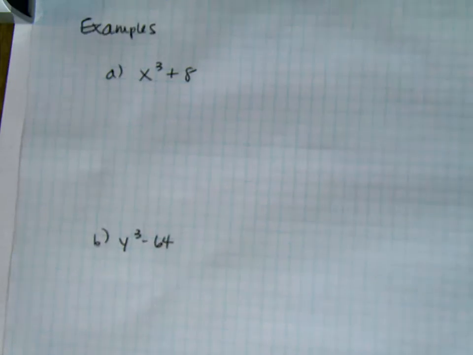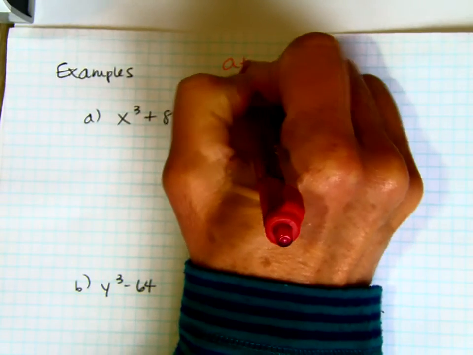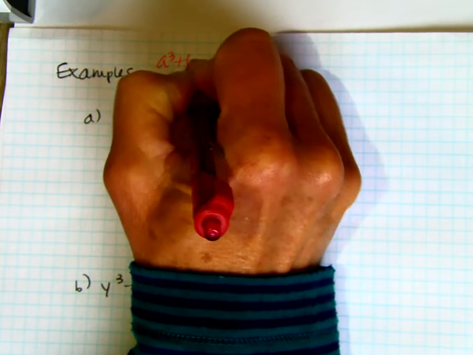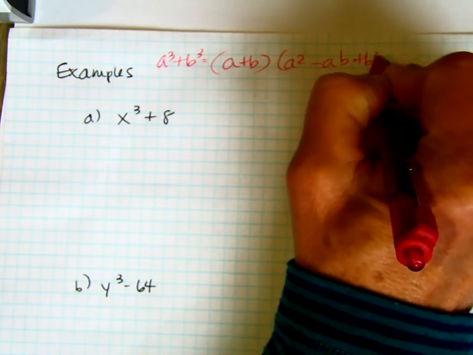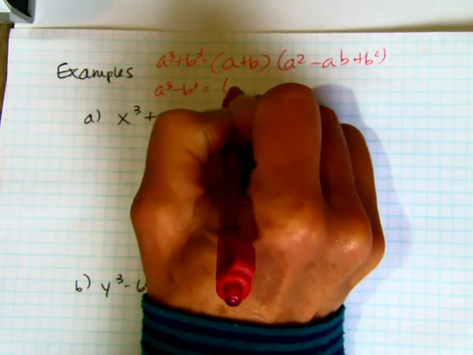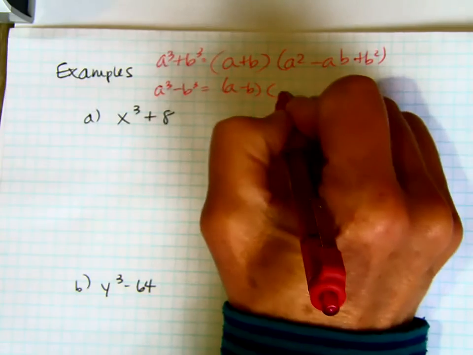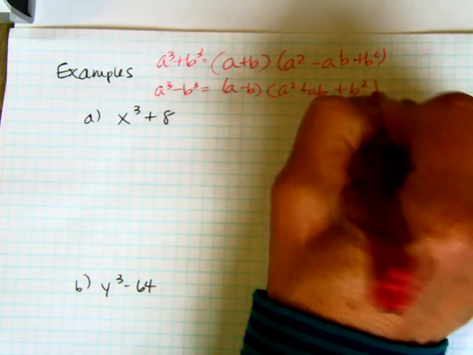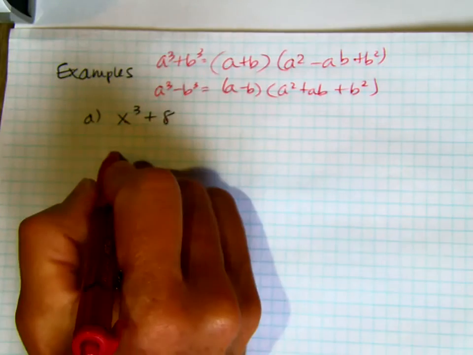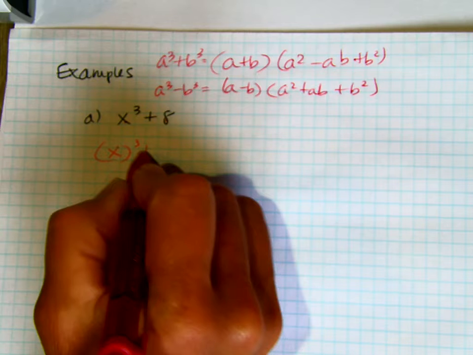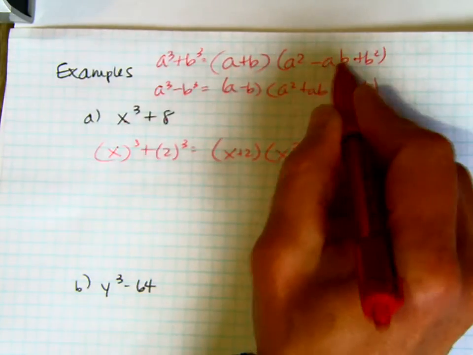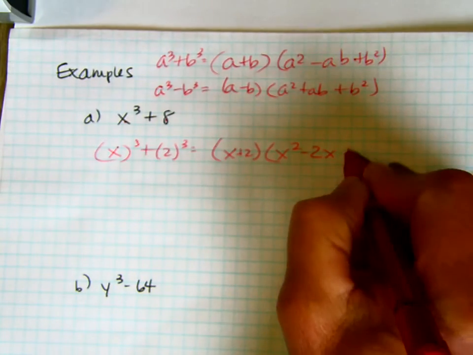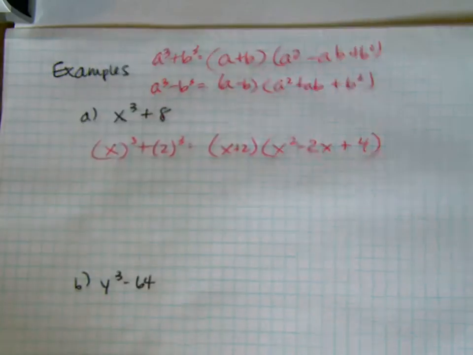So here's a few examples of that. Here's a sum of perfect cubes. I should have these written up here. An A cubed plus a B cubed is A plus B, A squared minus AB plus B squared, and an A cubed minus a B cubed. So A cubed plus B cubed, that's an x cubed plus a 2 cubed. So x plus 2 times x squared minus 2x plus 4.